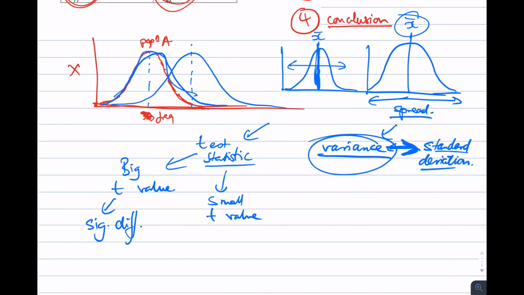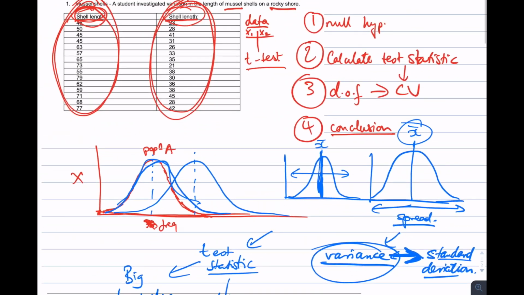And if our t-value is small because the populations overlap a lot, then there's a high chance that our t-value is not going to be big enough to be bigger than the critical value, and therefore we're going to get a difference that is not significant. Okay, so that's essentially what we are doing.